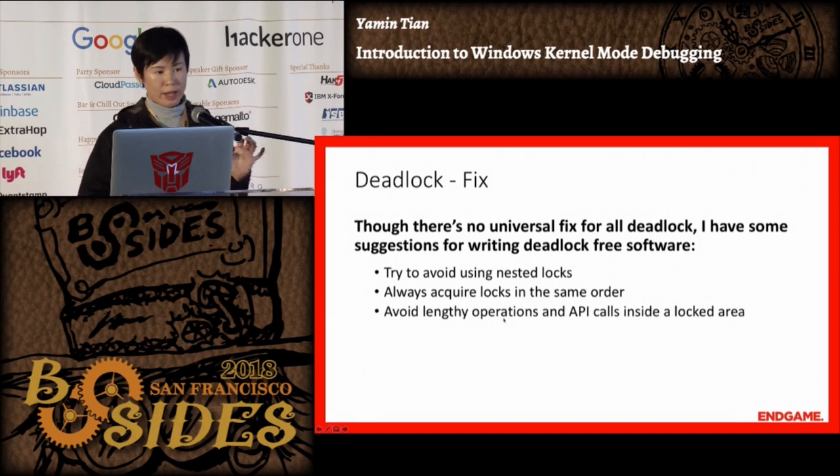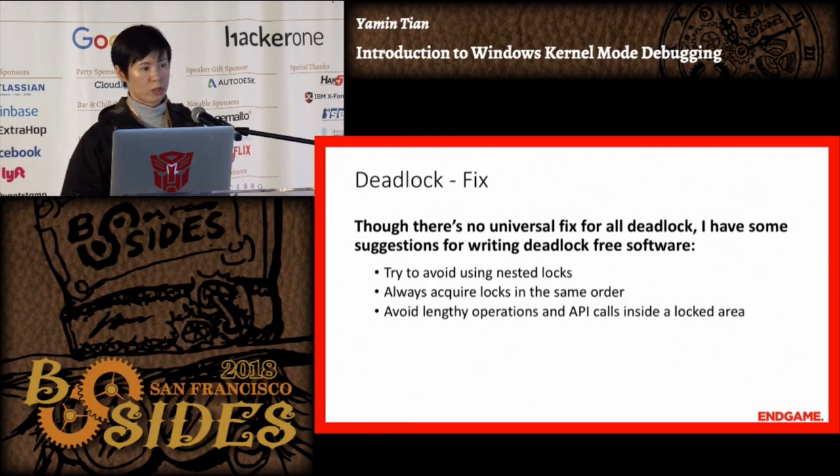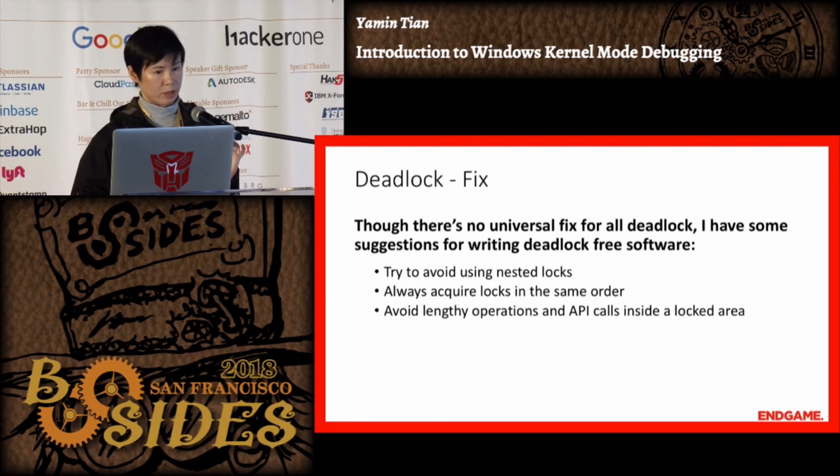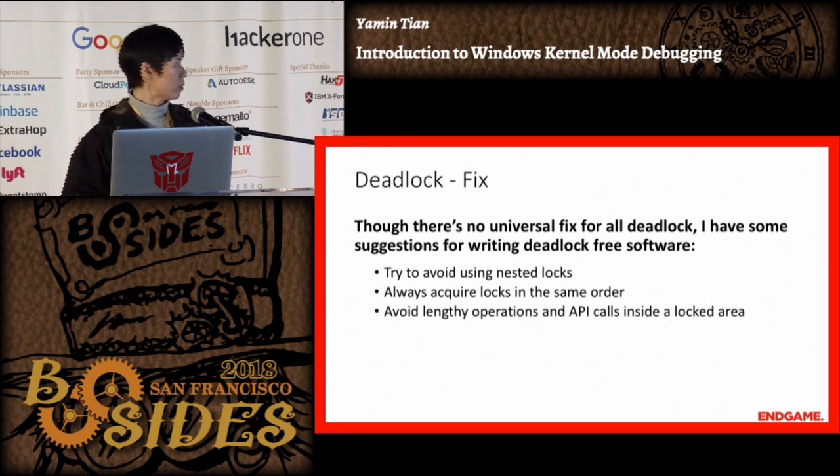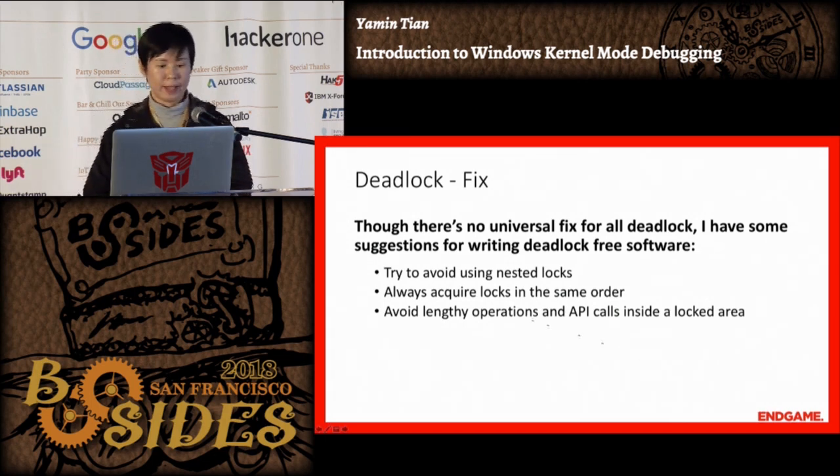And inside the lock, try to avoid lengthy operations and try to avoid API calls. What I'm going to avoid here is issuing new I/O to the lower driver when I'm holding a lock, because that's also a disaster recipe. In a lock region, try not to create new I/O. So that's one of the rules.